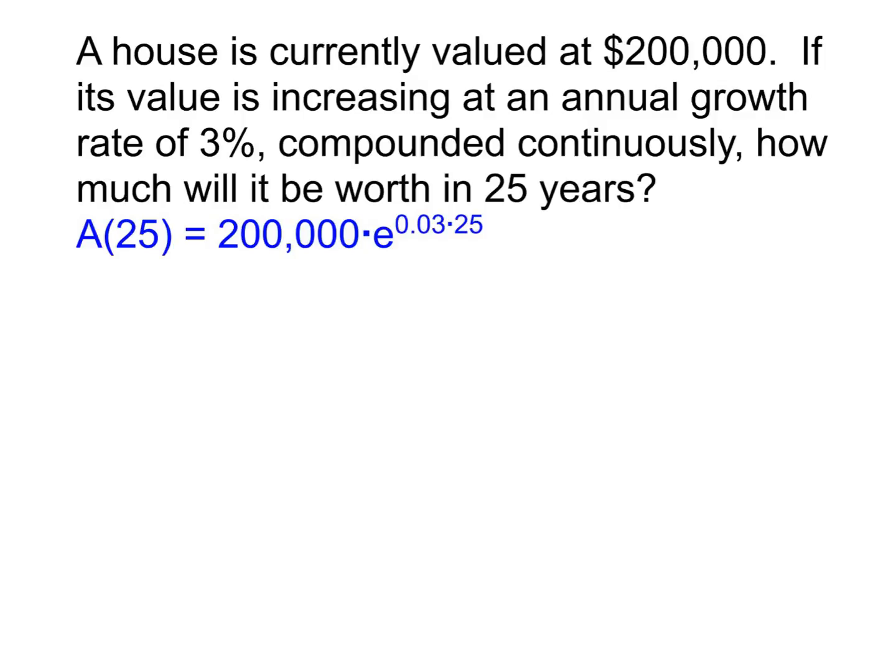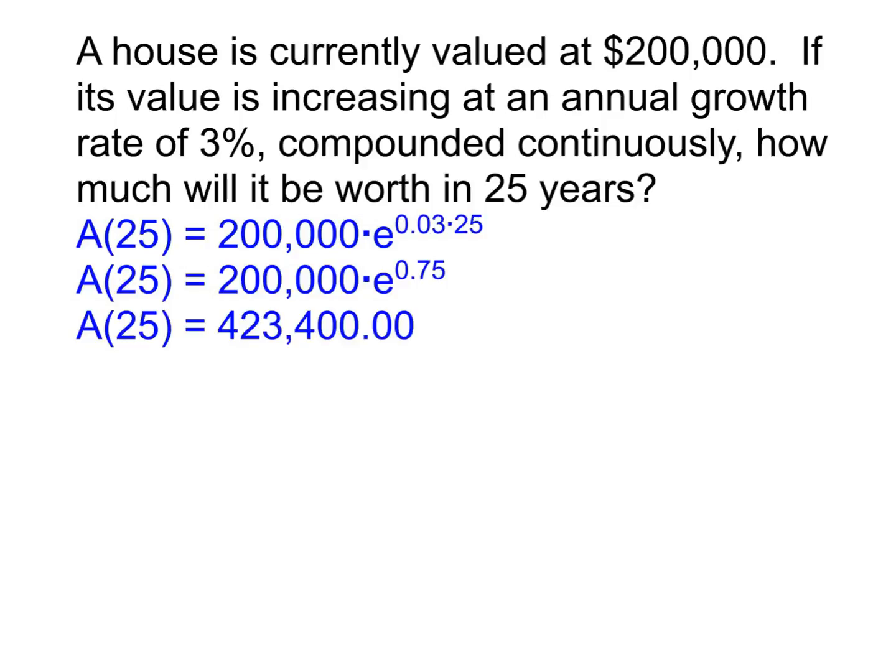Now you have something you can calculate. When doing the calculation, I definitely suggest do the 0.03 times 25 first, and then you can do e to the power of that, multiply it by 200,000, and see what we get. If all goes well, you should be finding that A of 25 equals $423,400. And yes, that actually is accurate out to the hundredths place. This one just happened to round to a nice, pretty number.